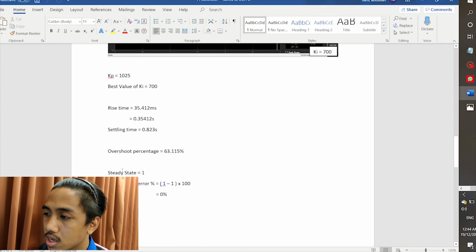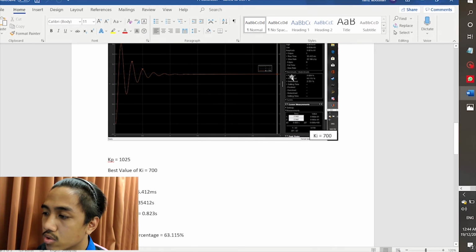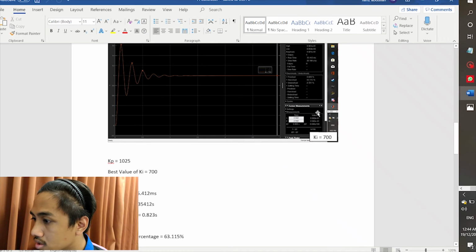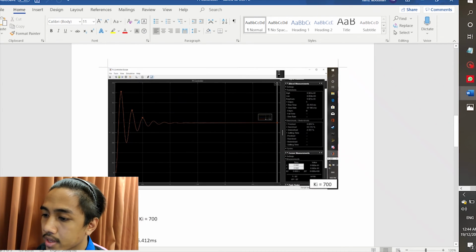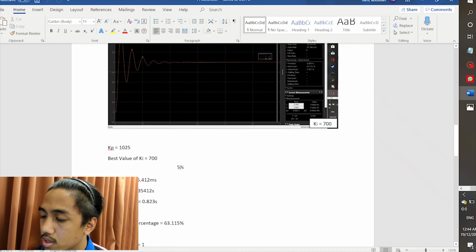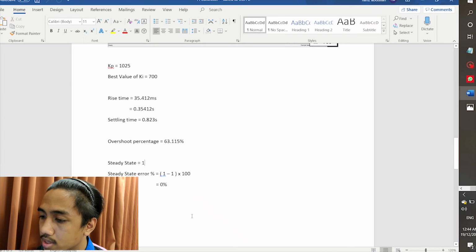So how do we calculate the steady state error? Firstly, we need to know the steady state final value here. We can use the cursor measurement to measure it, and then we take 1 minus 1 times 100, and we will get 0%. If we get 0%, that means there is no steady state error.